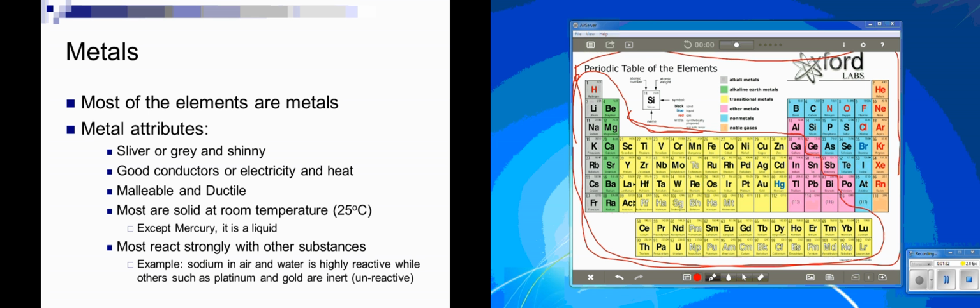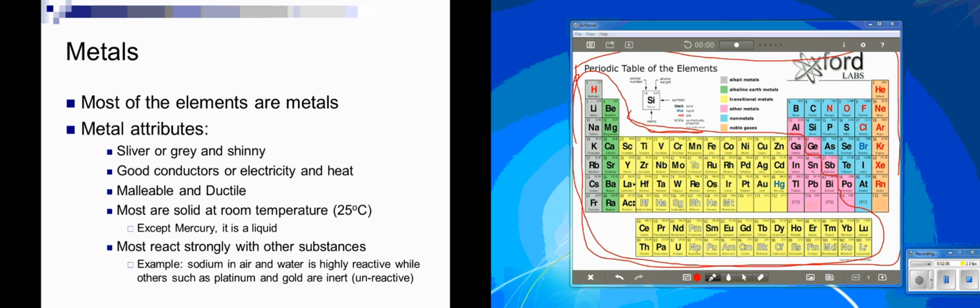Some of the metal attributes: you're going to see some that are silver or gray and they're shiny, like iron or copper, you can shine it up real nice. They are good conductors of electricity and heat, so they can pass electrical charge. You think of an electric fence or even copper wire in your house or other wires within your house that are passing electricity through. They're malleable and ductile, which means they can be stretched out, rolled into sheets, rolled into wire. Their physical structure, the way they look, can be manipulated.